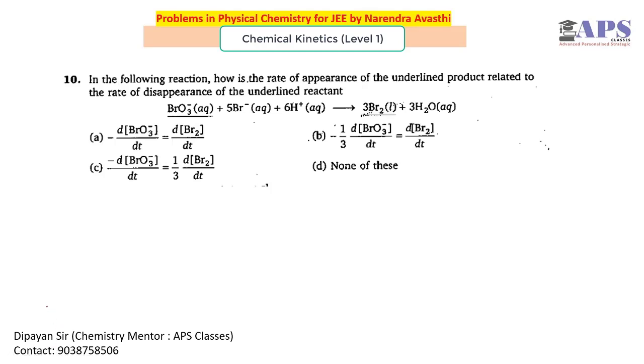So for this question we can write the instantaneous rate. BrO3 minus, it is a reagent, so minus change of concentration of BrO3 minus divided by change in time equal to, this is the product, so 1/3 change of concentration of Br2 divided by change in time. Okay, so option C will be the correct option.